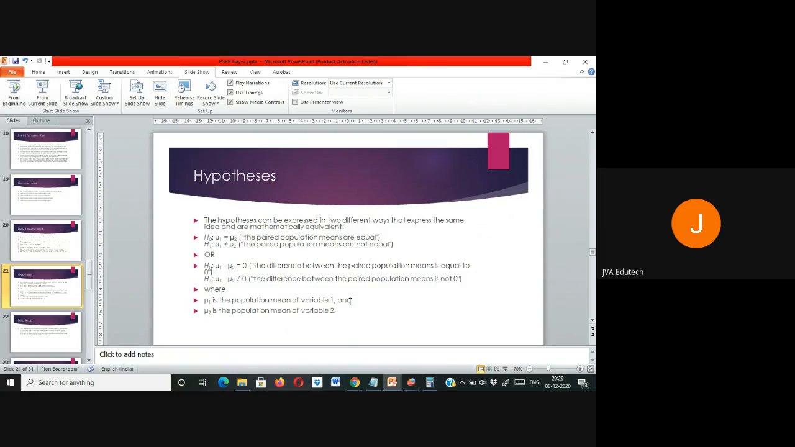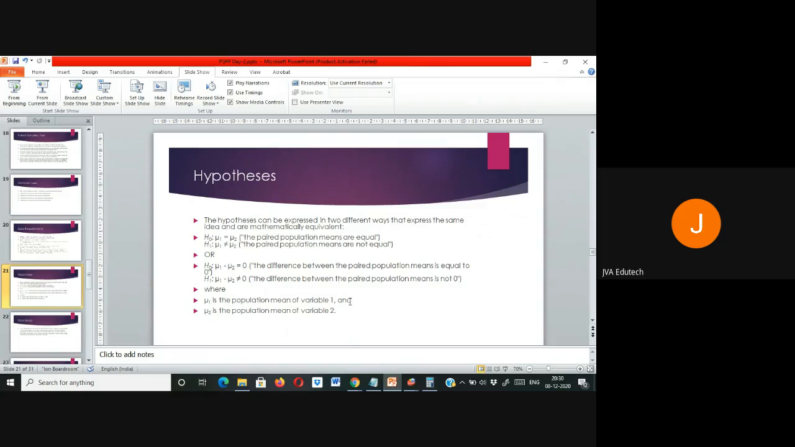Now, hypothesis. The hypothesis in this case could be expressed the same as the independent t-test, same hypothesis. The only difference is that there your groups were mutually exclusive of each other. Here the groups are dependent on each other, meaning the basic characteristic of the subjects in the group does not change. So the same null hypothesis, mu1 is equal to mu2, alternate mu1 is not equal to mu2, or the paired population means are equal and the paired population means are not equal.